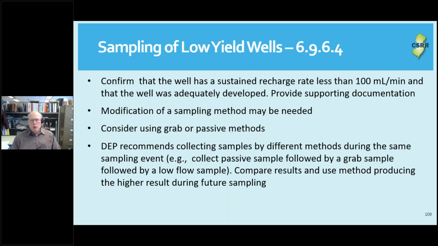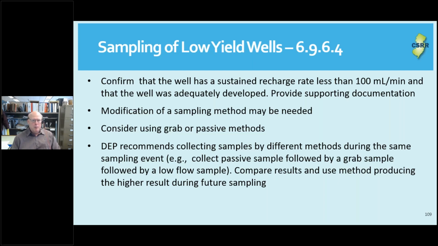If you think you have a low-yielding well, confirm that the well has a sustained recharge rate less than 100 milliliters per minute and that the well was adequately developed. Provide supporting documentation. In this situation, modification of a sampling method may be needed. All modifications should be documented.